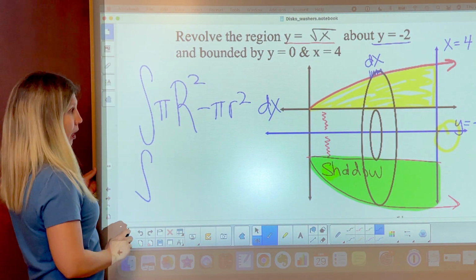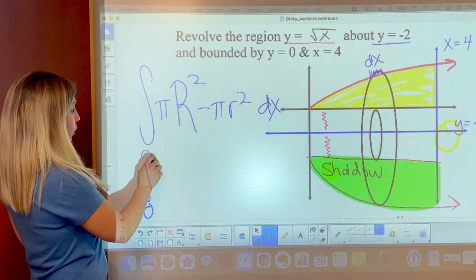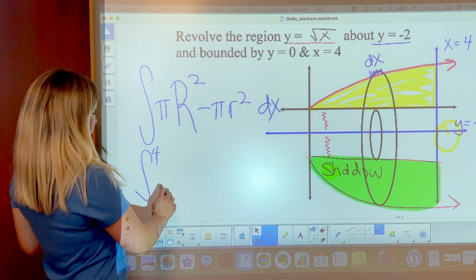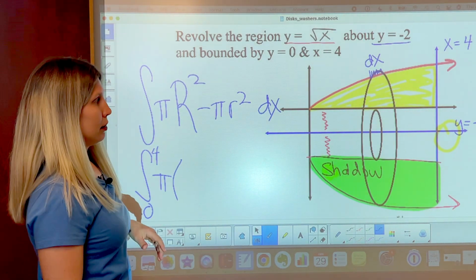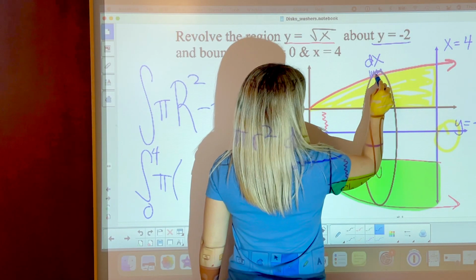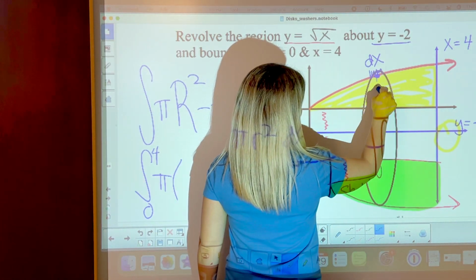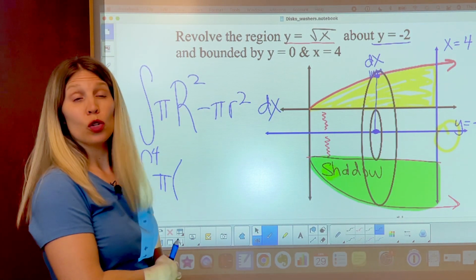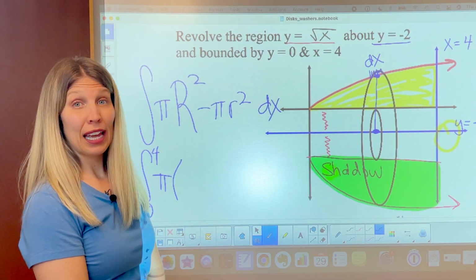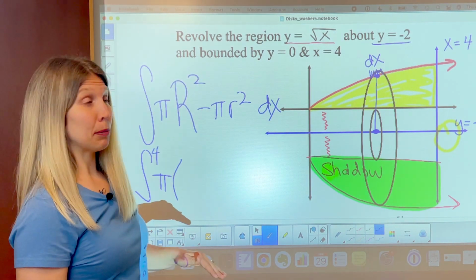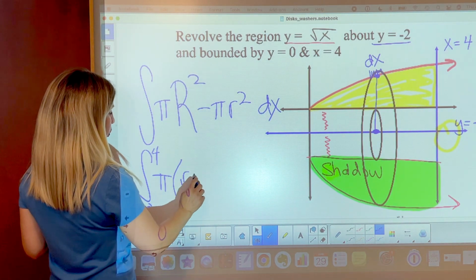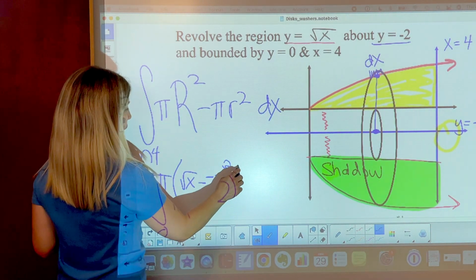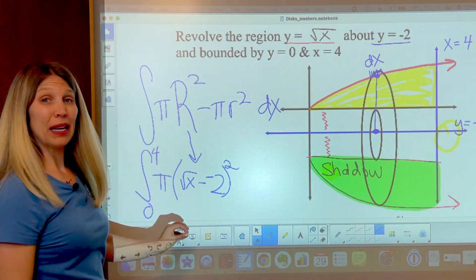All right, so let's set up. We know that this problem is going from 0 to 4, again, because that was given to us in our problem. Pi, the big radius. Let's talk about this big radius. This big radius starts at the function and it's going all the way down to y minus 2. So again, kind of like area between curves, top minus bottom. The top function is the square root of x minus a negative 2, squared, because this is my big radius.